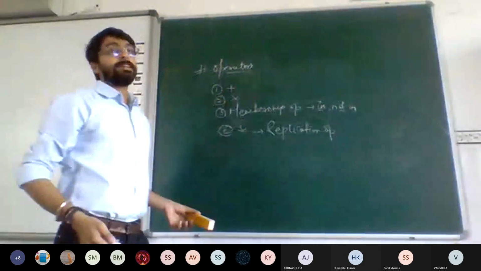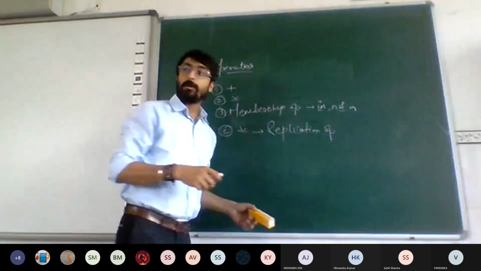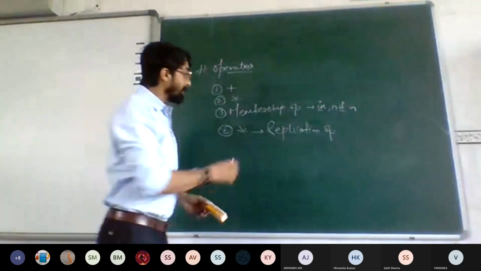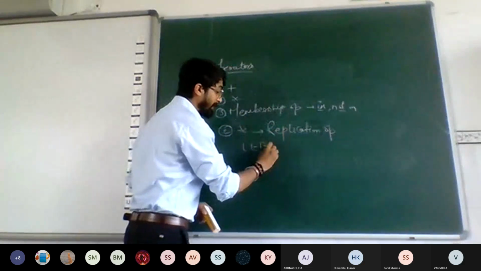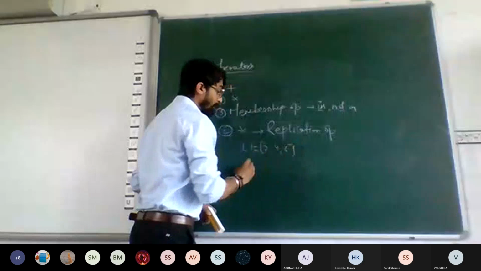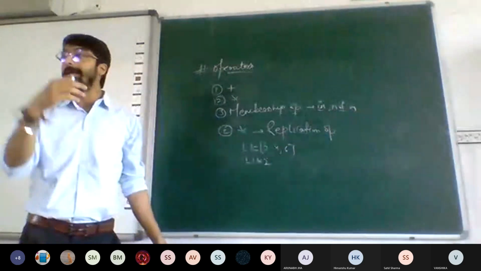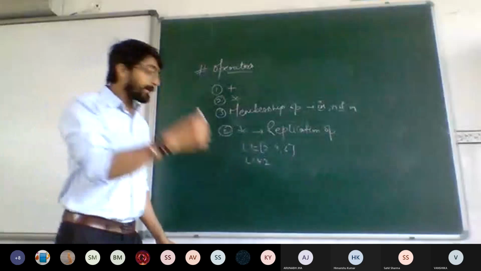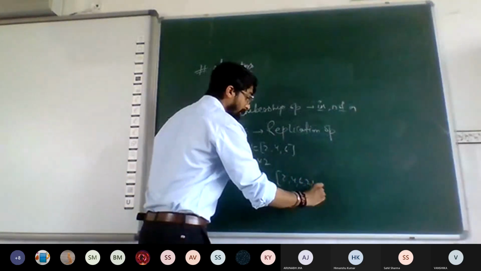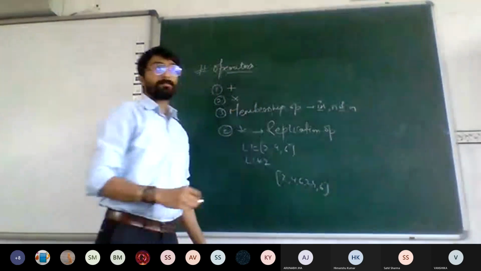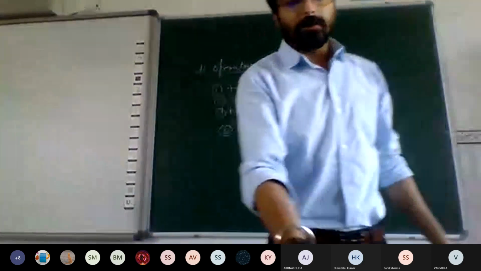So star is your replication operator, which is used to replicate the list. For example, we have a list as 2, 4, 6. What if I print L1 into 2? It is going to replicate it. Replication means it is going to create a list having repeating elements. It will be like 2, 4, 6, 2, 4, 6. All of you are getting it?